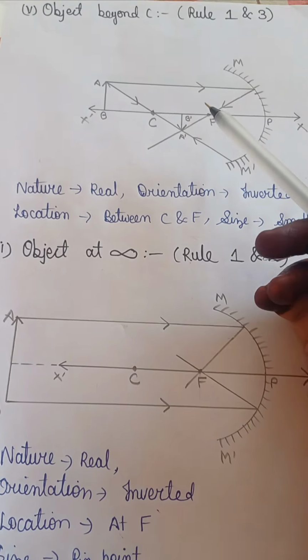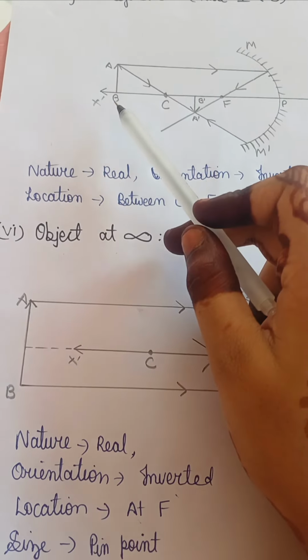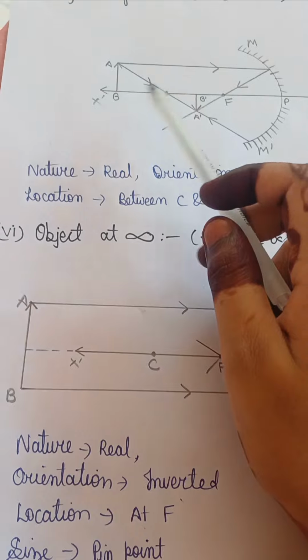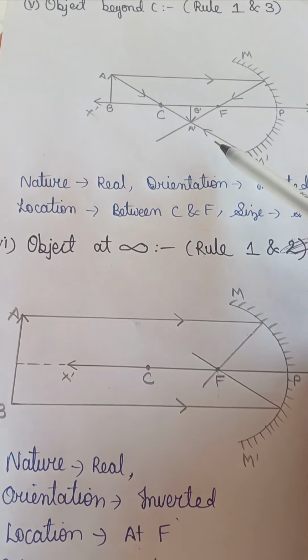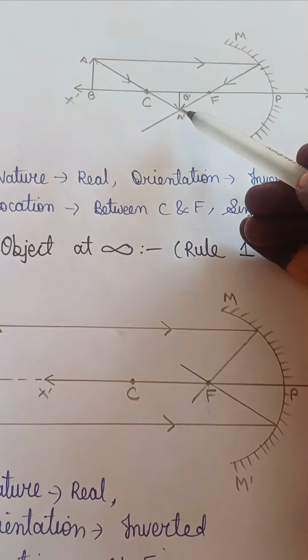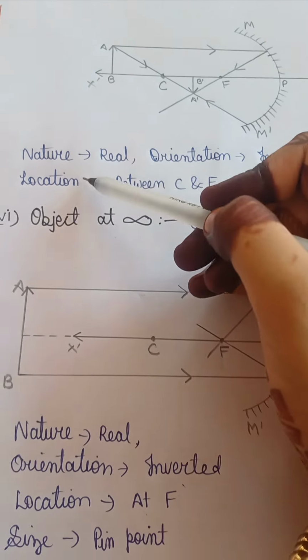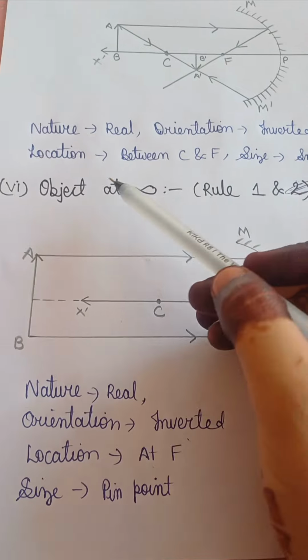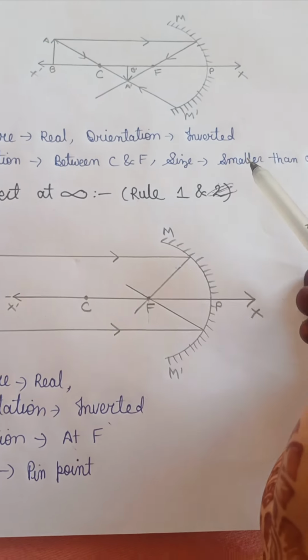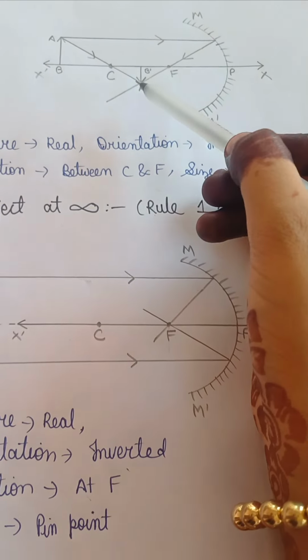Now talking about the fifth case, object beyond C. As you can see here, the object is beyond C. Using the first and third rules, you will get that the image will be formed between C and F. The nature will be real, orientation will be inverted, location will be between C and F, and the size will be smaller than the object, as you can see here.